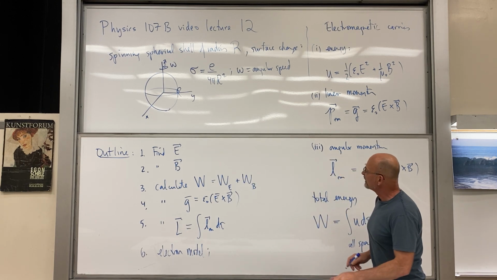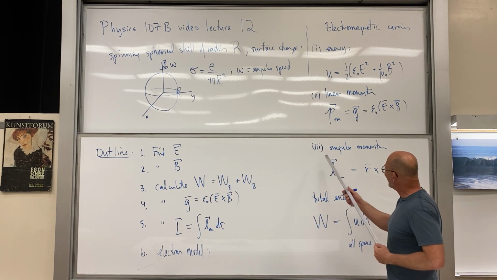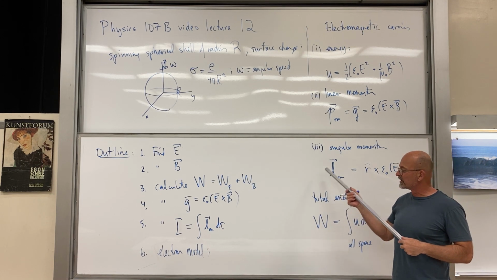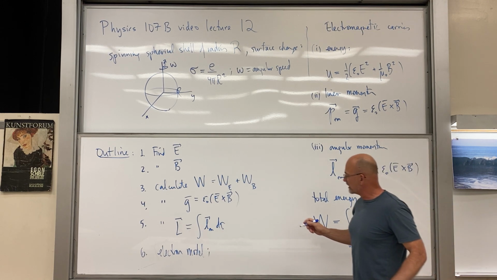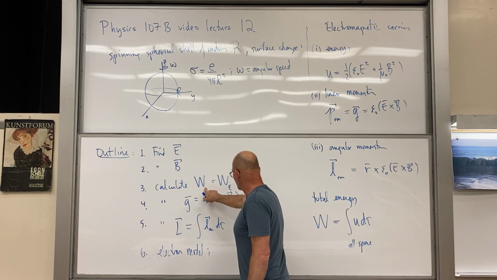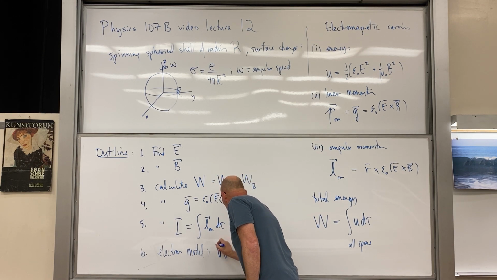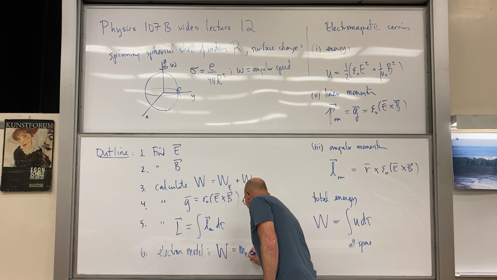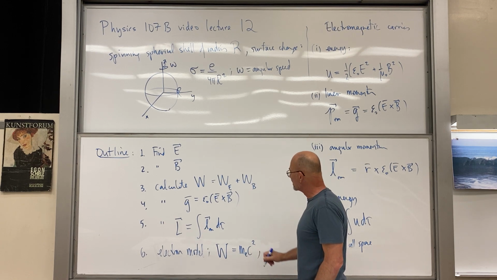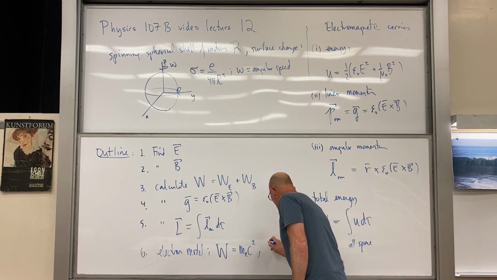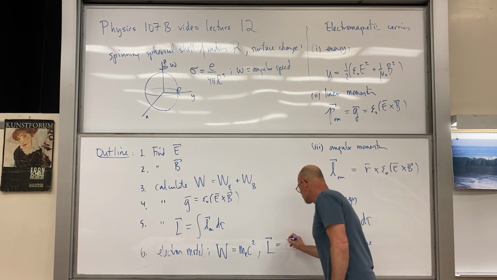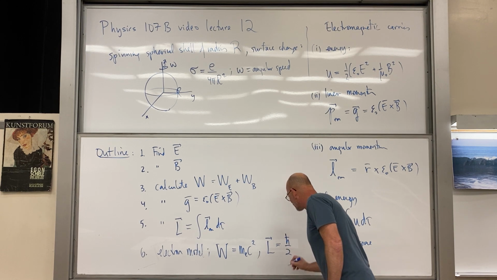The thing about the electron model is we want to compare the energy to the relativistic mass energy formula. So we're actually going to equate this energy to the mass of the electron times c squared. And we're going to compare the total angular momentum to the spin of the electron, which would be h bar over 2.